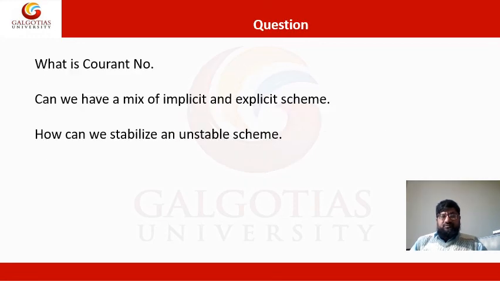Questions. First, what is the Courant number? It is a very basic question, you can find it. Another interesting question is, can we have a mix of implicit and explicit schemes? And the third question is, if there are unstable schemes, what are the methods to stabilize them? Just search on Google for artificial dissipation and artificial viscosity.